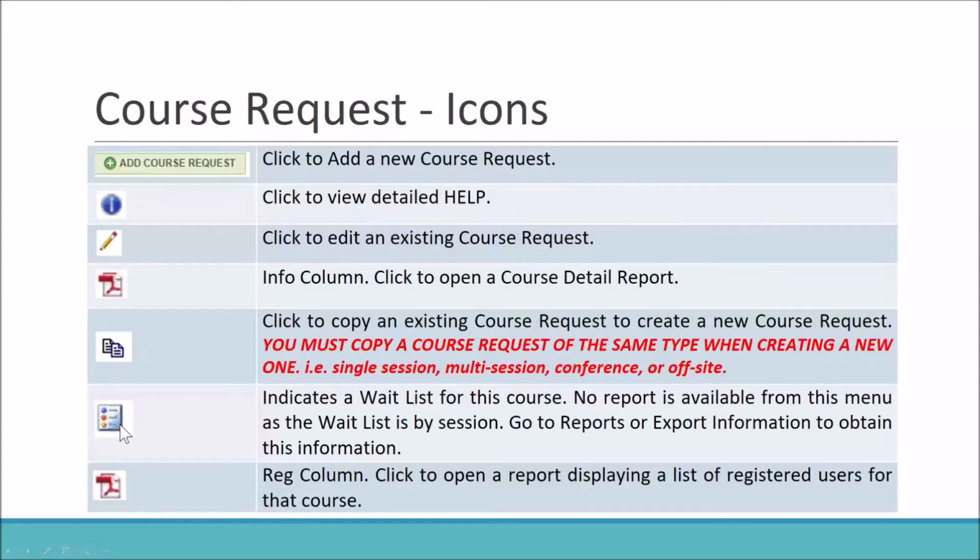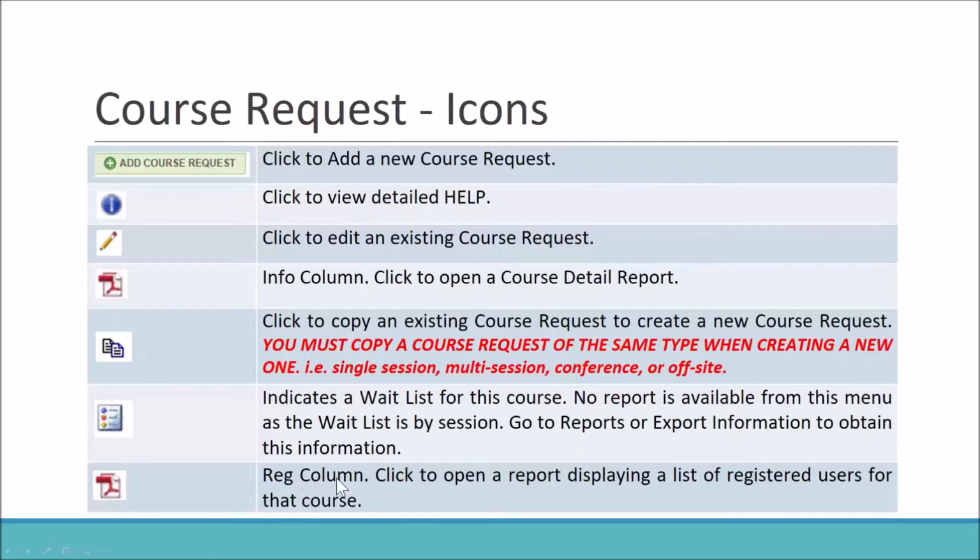If you see this little icon, it means that there's a wait list. So there's more people enrolled than there are seats. And if someone were to cancel their registration, then someone from the wait list would be moved into one of those available seats. Right now, if you click on that link or that button, it looks like it should be an icon. Nothing happens. It's just for information. And you actually have to go to the reports menu to get that information of who's on the wait list. But I'm working on having that fixed.